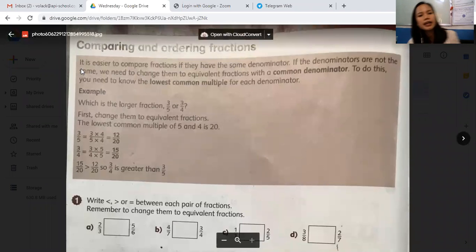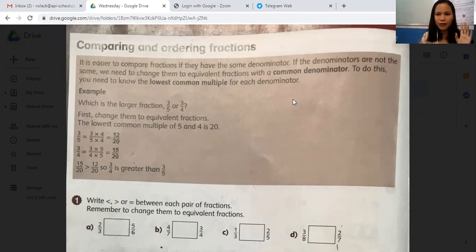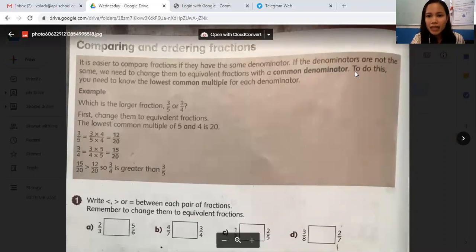They say it is easier to compare fractions if they have the same denominator. For example, I have 2 out of 5 and 3 out of 5. If I compare which one is bigger, they have the same denominator, 5 and 5. Of course, 3 out of 5 is bigger because 3 is bigger than 2. Because they have the same denominator, it's easy to just take a look and tell the answer quickly.